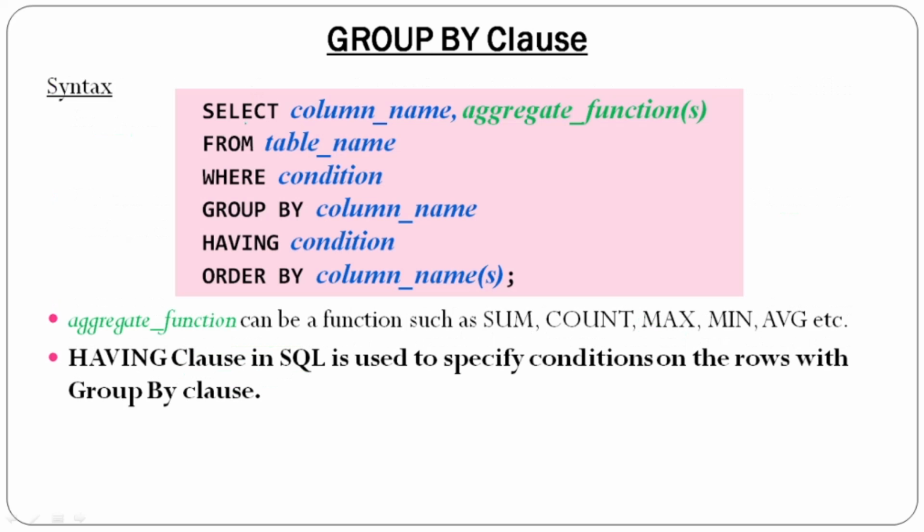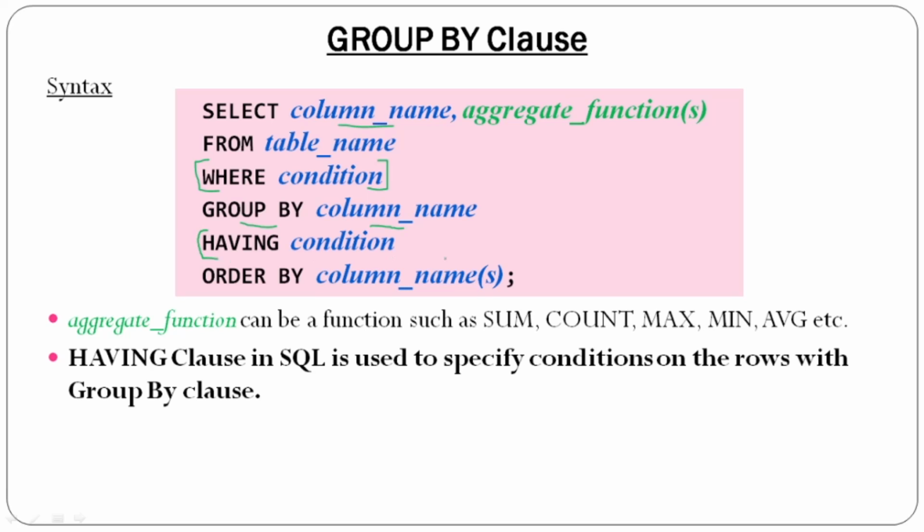The syntax is select followed by the column name in which we are grouping and the aggregate functions from table name, and if we want to specify any condition, we can give an optional where condition followed by the group by clause. Here we have to specify the column name in which we are grouping.